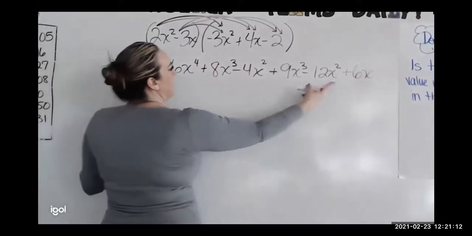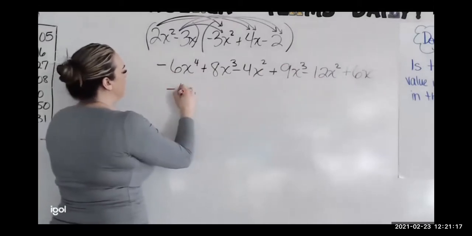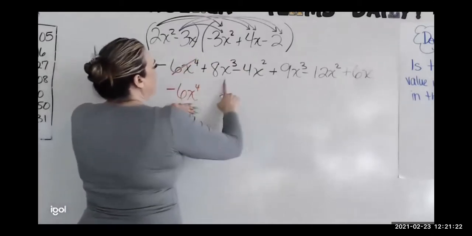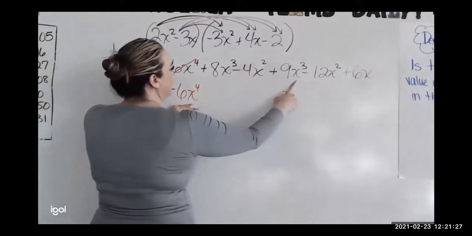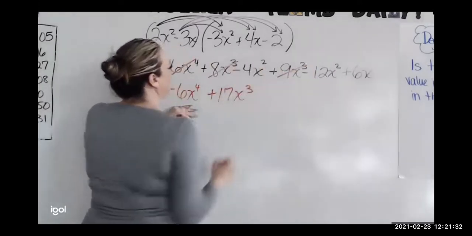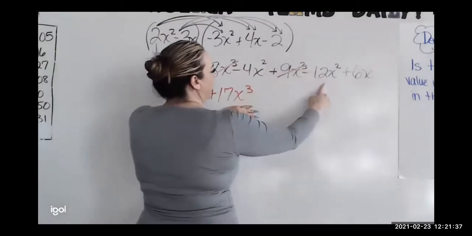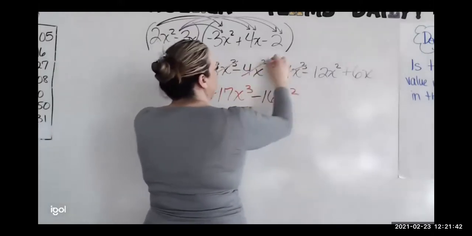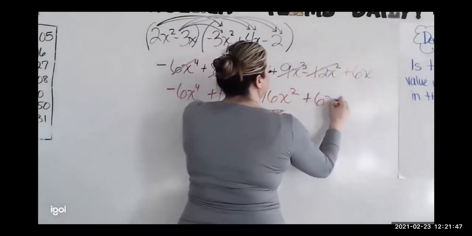So our highest power here is a 4. There's no other terms with that power, so we leave that in the front. We have two terms that are cubed. 8x cubed plus 9x cubed is 17x cubed. Negative 4x squared minus 12x squared is negative 16x squared. And finally, we have a positive 6x at the end.